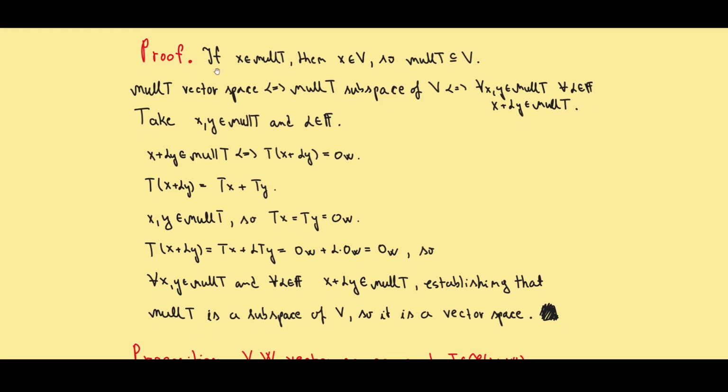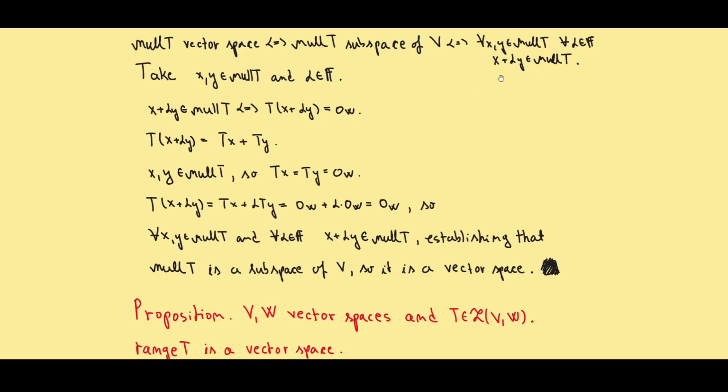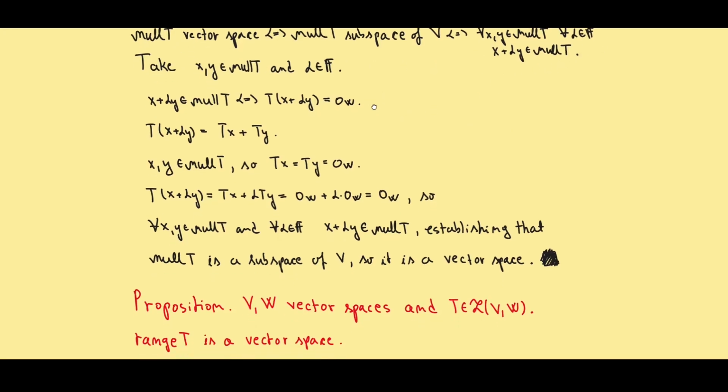So if x belongs to the null space, then x belongs to V due to the way null T is defined. So null T is a subset of our vector space V. If we want to show that null T is a vector space, this is equivalent, in this case, to showing that null T is a subspace of V, which is equivalent to showing this. So let's just show this to show that null T is a vector space.